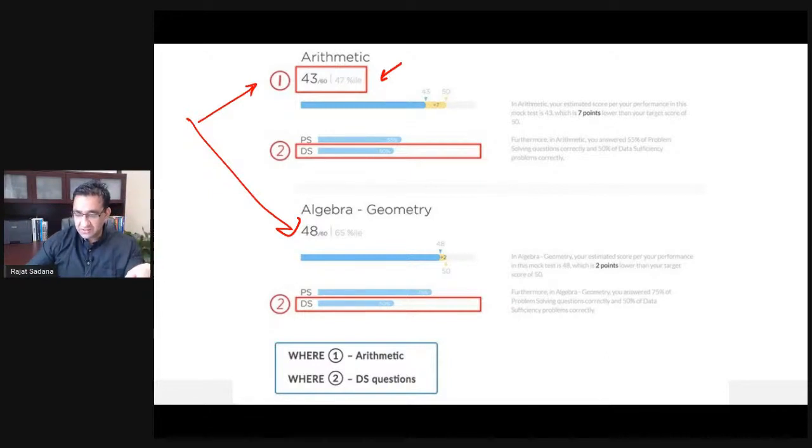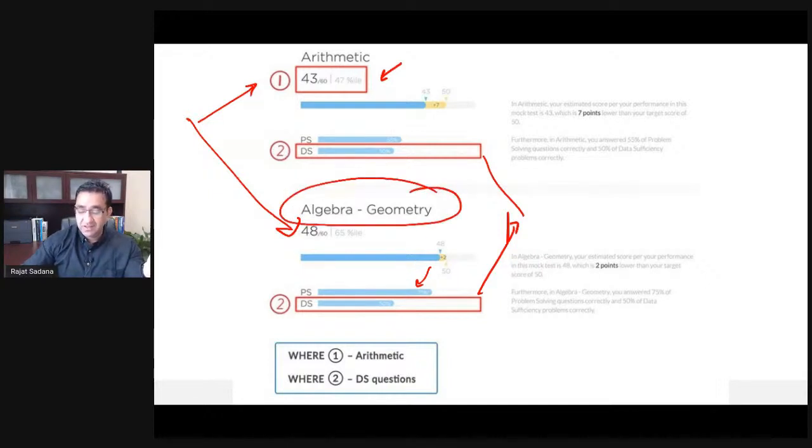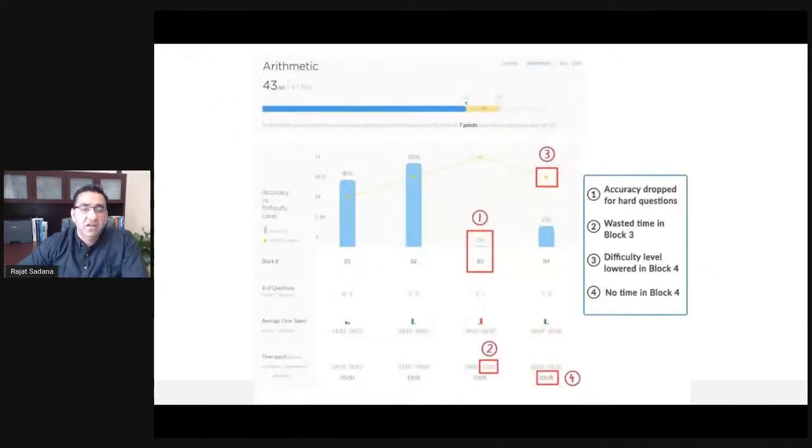Now it also gives you your PS and DS, and you can really see that in DS there's a consistent weakness. In PS, you seem to be doing well, but even in the subsection where you have high ability, which is algebra geometry, DS is a problem. So the 2 takeaways just from this view are: you need to focus on arithmetic, and you need to focus on DS questions all over. Just by taking this mock test, you get that insight.